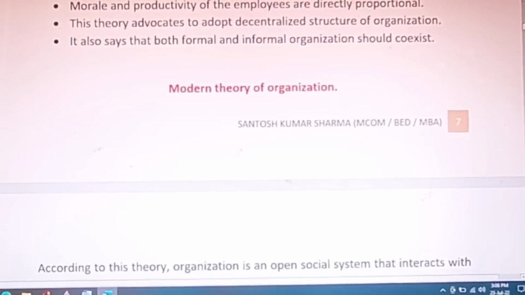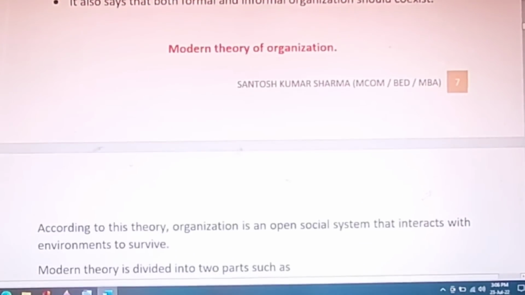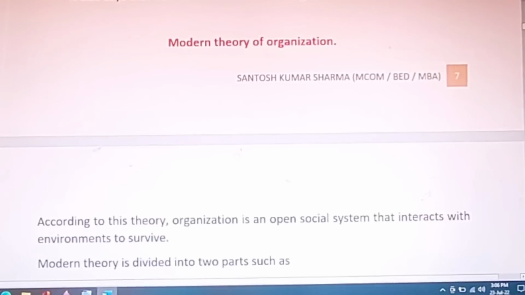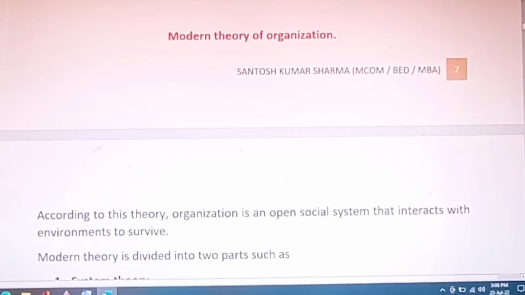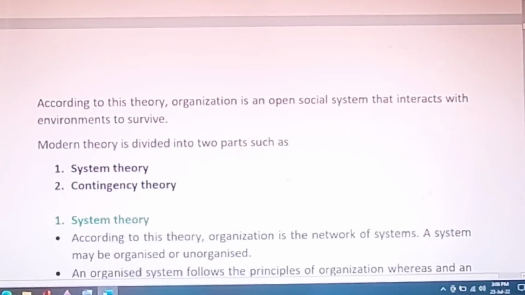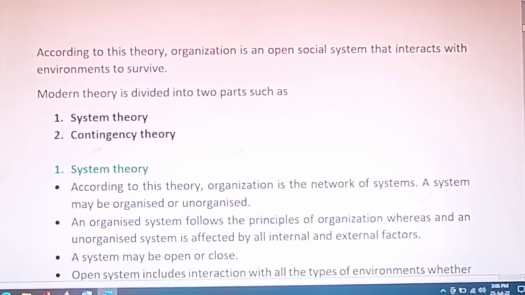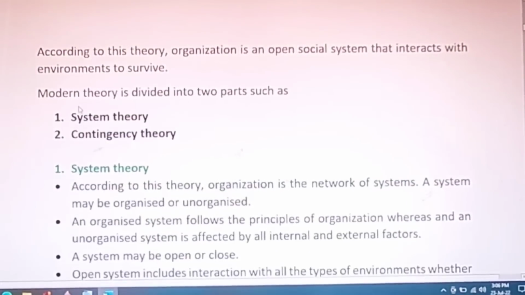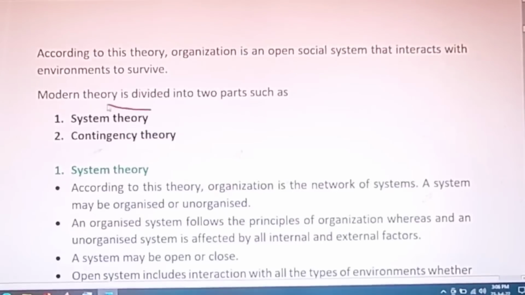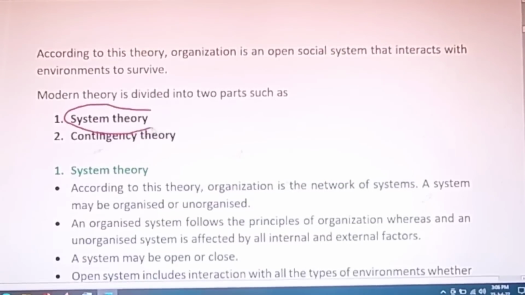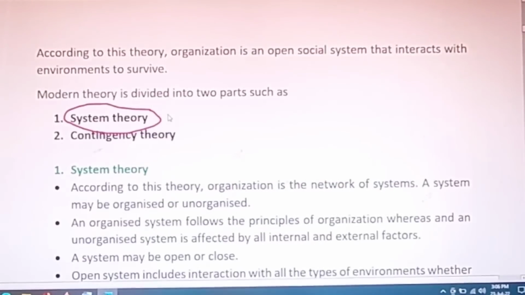And according to modern theory of organization, the organization is an open social system and interacts with the environment to survive. Again, this is divided into two types, that is system theory and contingent theory. Now this one, system theory, is very very important.